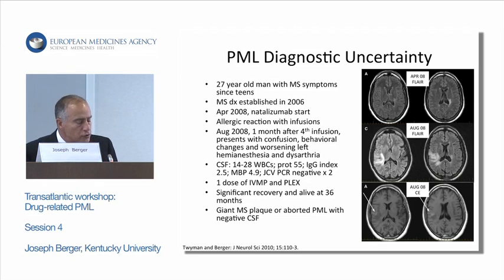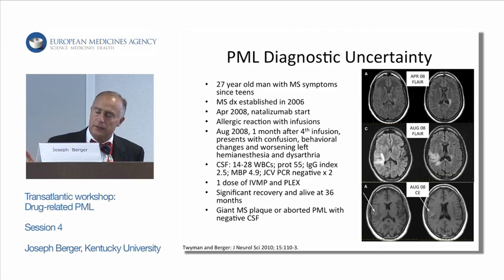He had a lumbar puncture that showed 14 to 28 cells, an elevated protein, an elevated IgG index, an elevated myelin basic protein, and his JC virus PCR was negative on 2 occasions. He, by the way, had been given 1 course of intravenous methylprednisolone because when he first presented to the emergency room, before the physician had a chance to see the MRI, he said, I think it's just an MS relapse, just give him a course of IV methylprednisolone.